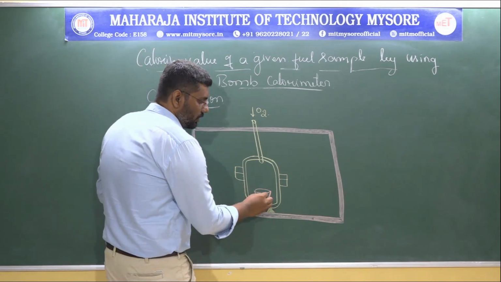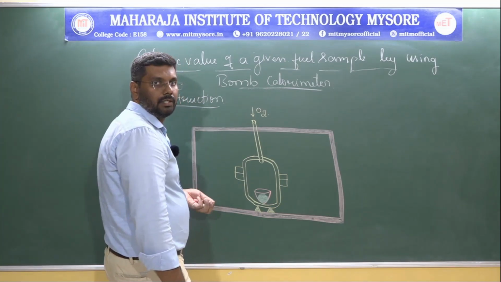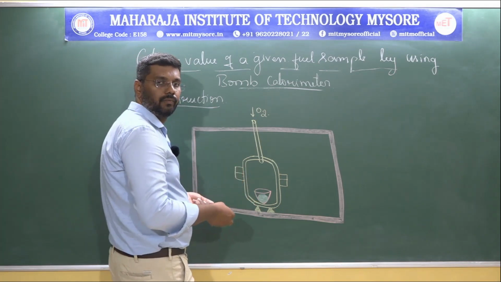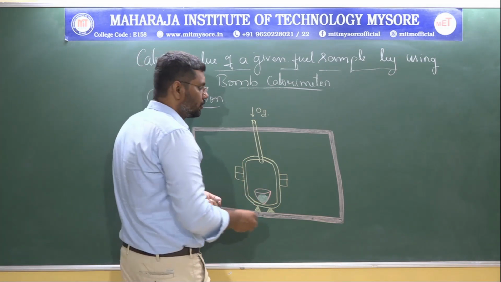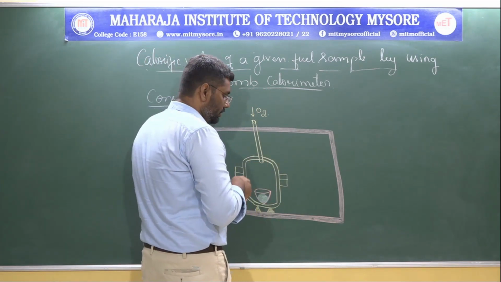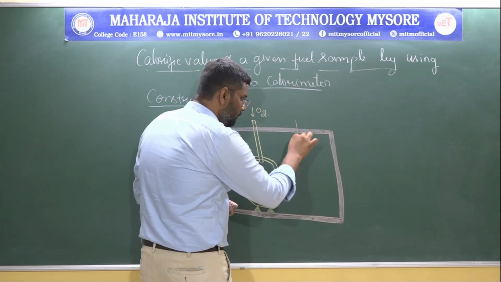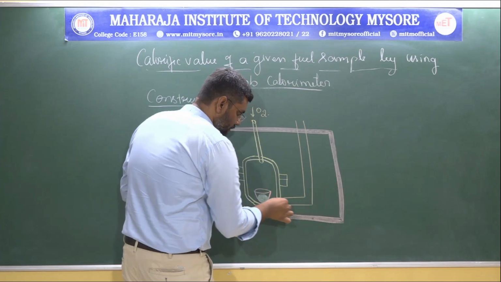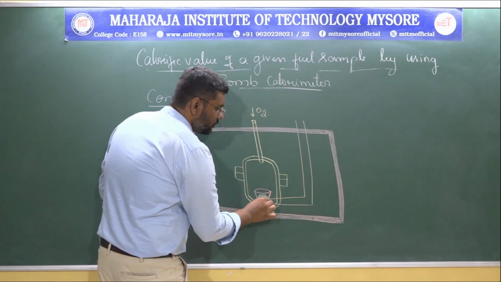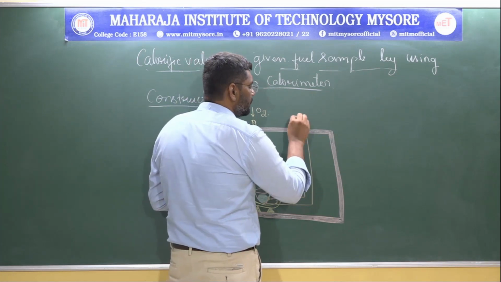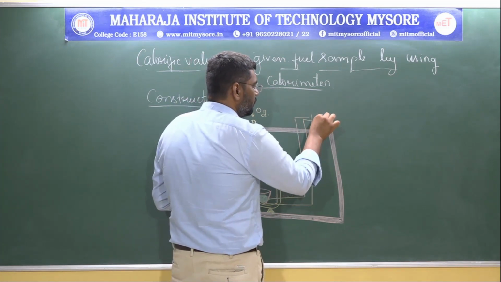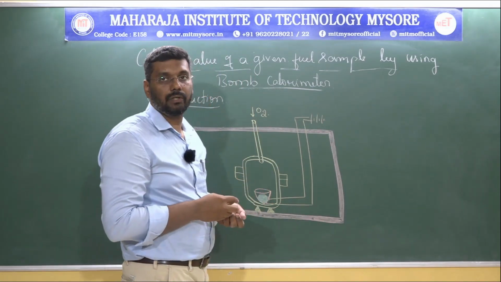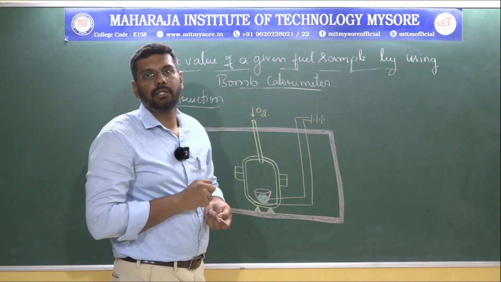This fuel has to be ignited. Once you pass oxygen, the fuel will not get automatically ignited; we have to initiate the ignition. So to initiate the ignition, we connect this crucible with a pair of electric wires, connected through a battery where we pass electricity just to ignite the fuel which is taken inside the crucible.